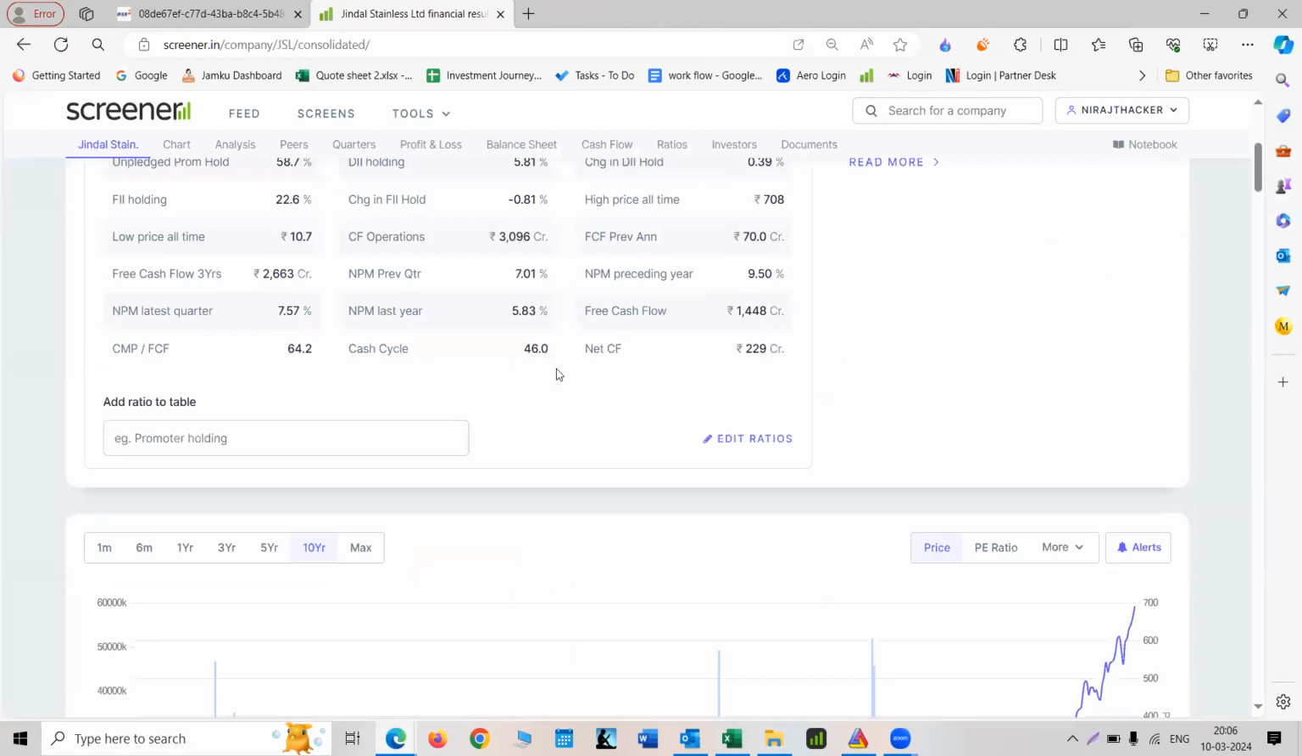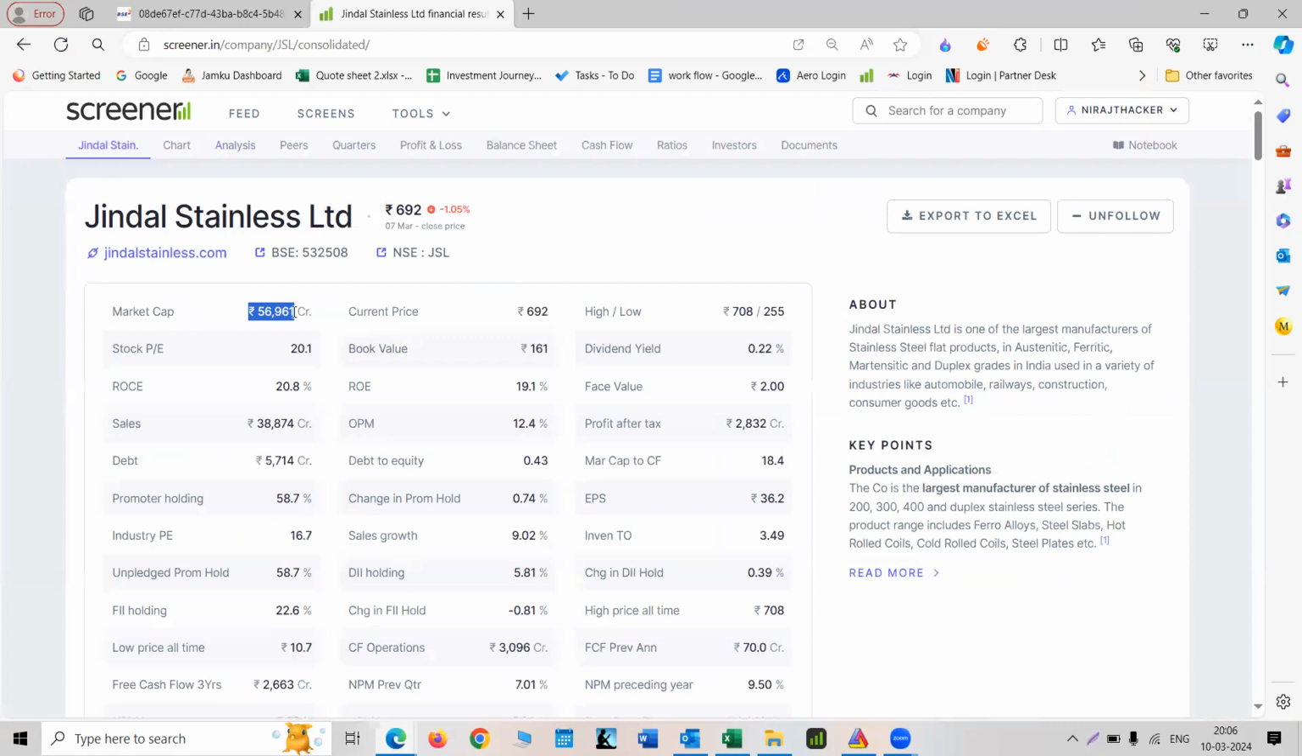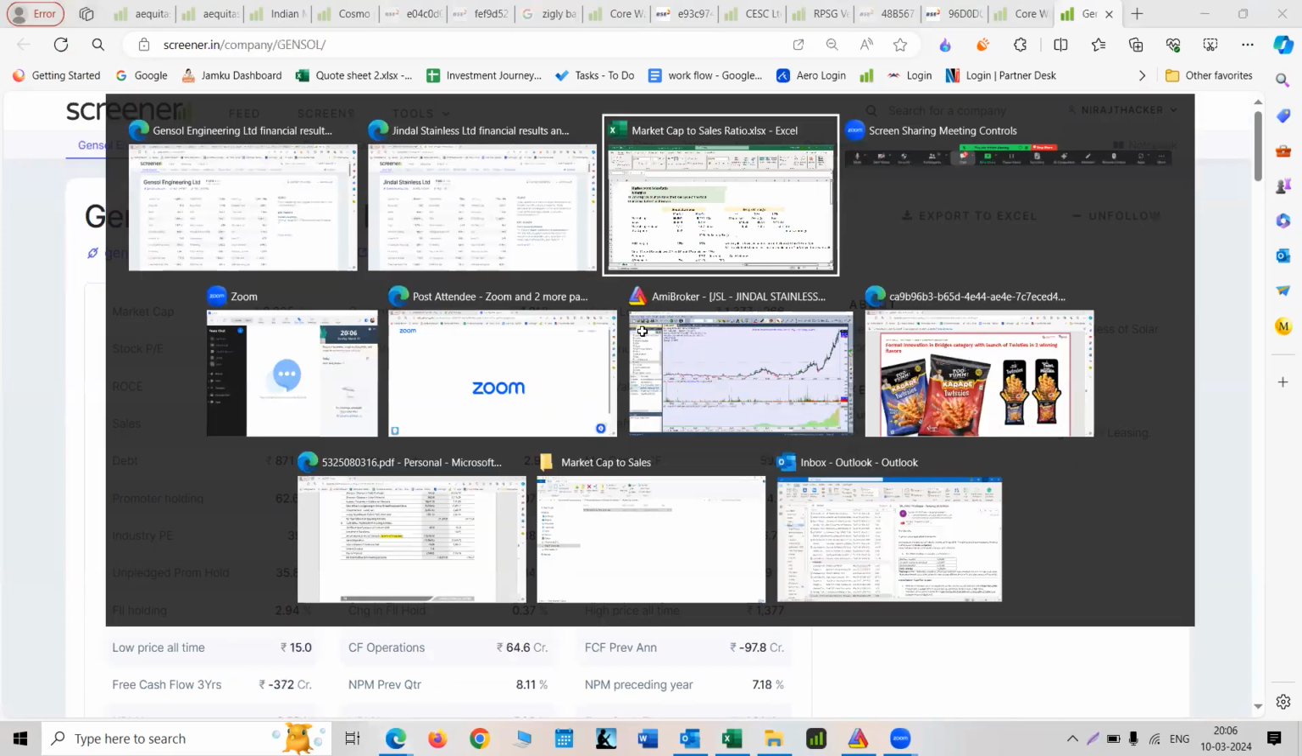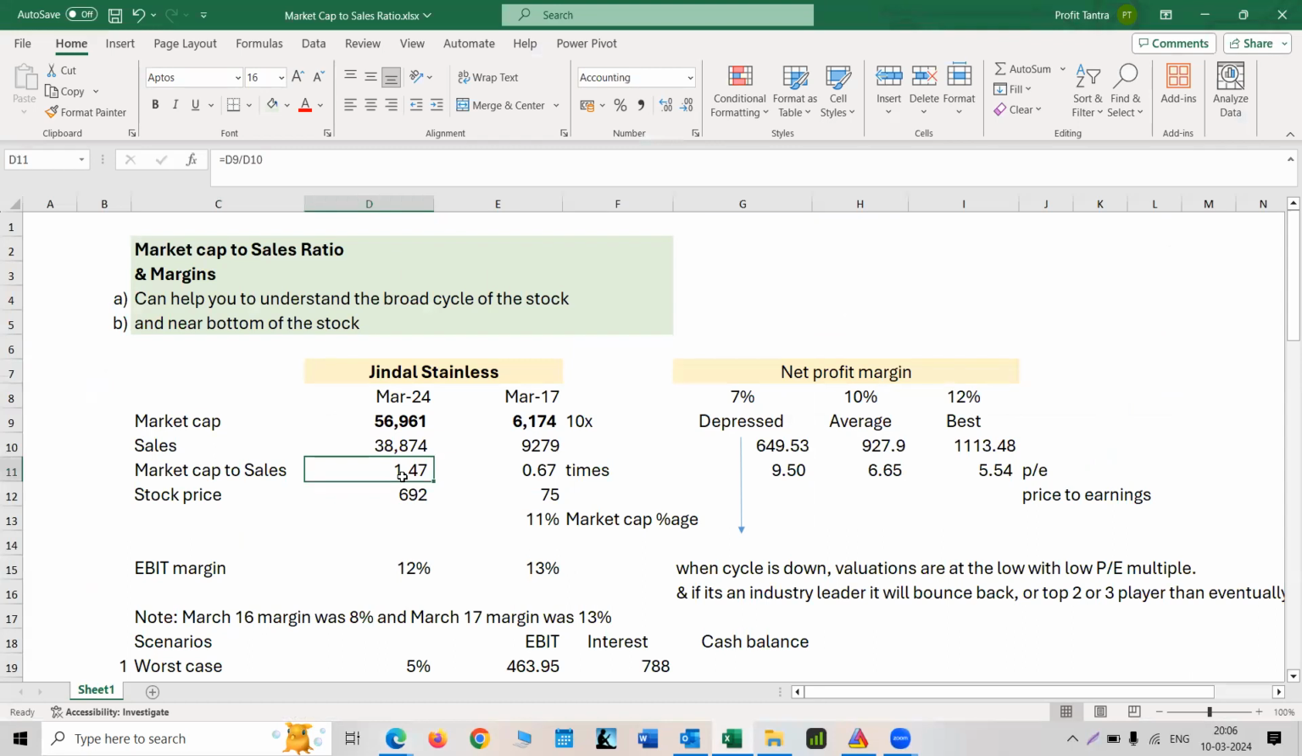Jindal Stainless. Now you can see the current market cap is 57,000 crores, trading at 20 times. Sales is 38,000, so currently it is trading at around 1.4 times sales. Still, I think it is valued decently. Now the only problem is this is a commodity business. So if your cycle turns, that is, demand decreases, then obviously margins will shrink.